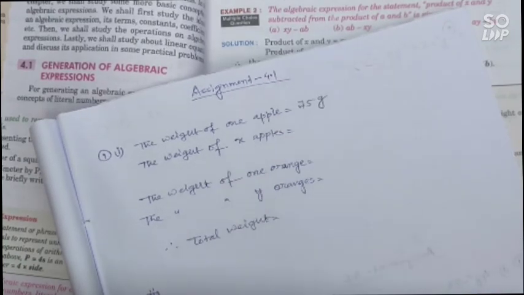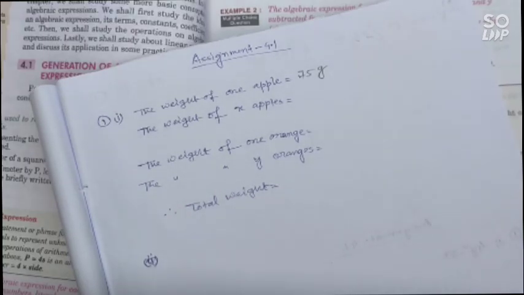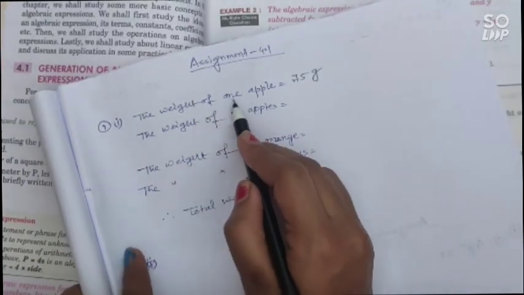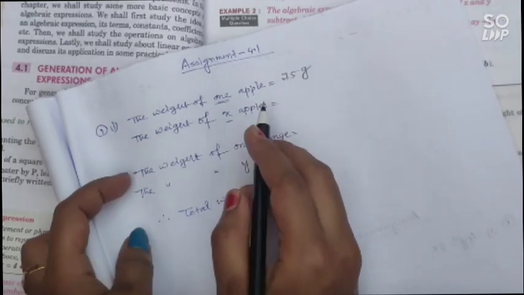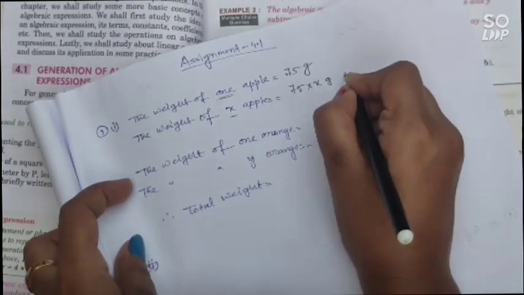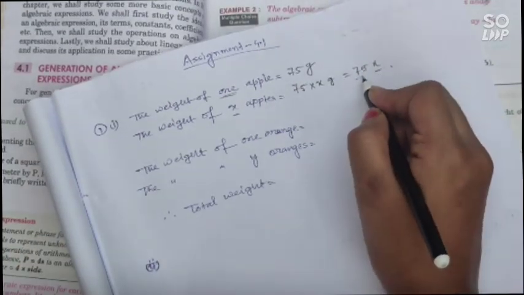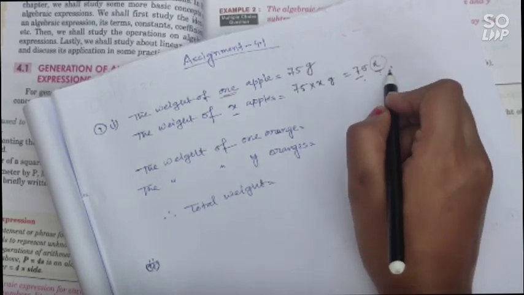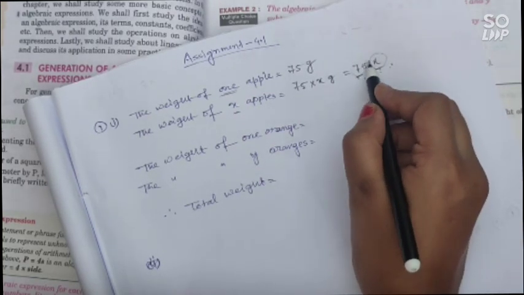Then you have to find the weight of X apples. You know that when the information of one object is given and it asks for the information of many objects, you have to do multiplication. So the weight of one apple is 75 grams, so the weight of X apples will be 75 multiplied by X grams, that is 75X. Okay. So this is the variable and this is the constant. This is a variable, it does not have any fixed value, but this is a fixed value.